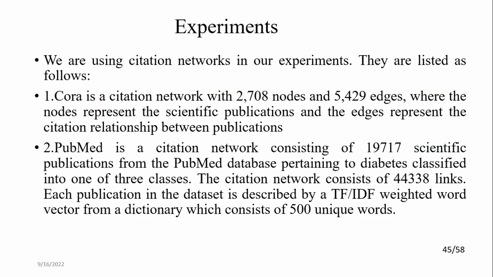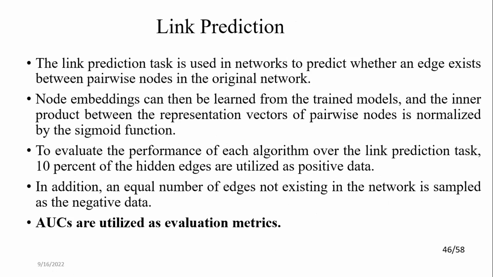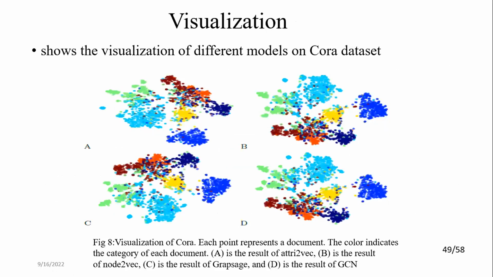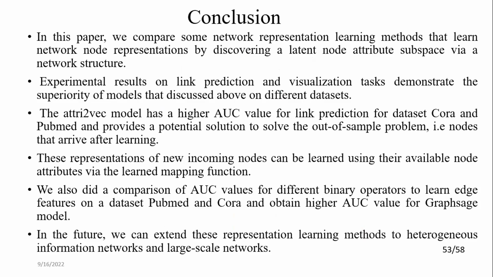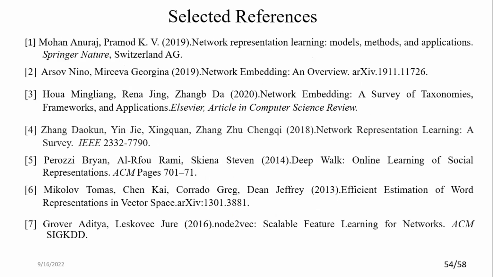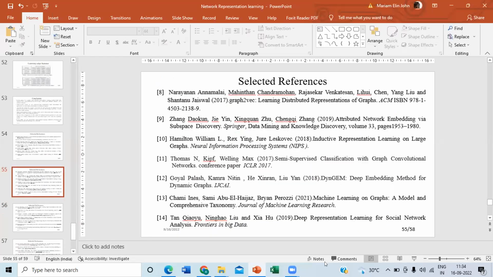I have conducted experiments based on these four models on two data sets, the Cora data set and the PubMed data set, for two tasks, link prediction and visualization. These are my results. Based on the AUC value, according to my conclusion, higher values have been obtained for the attribute2vec model in link prediction and visualization. Visualization is also applied to the network on the two data sets, PubMed and Cora. And these are my selected references.